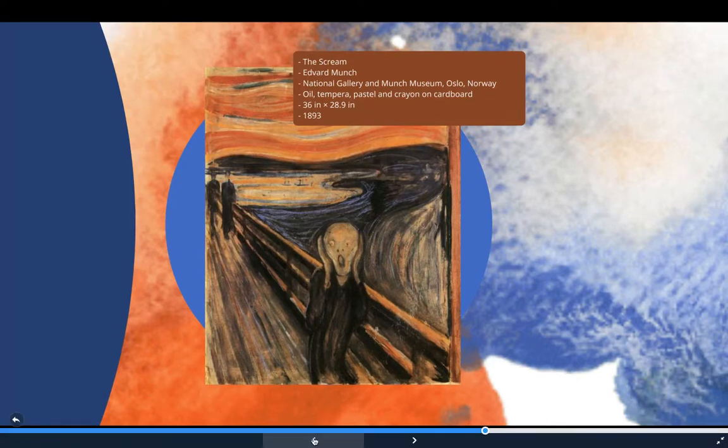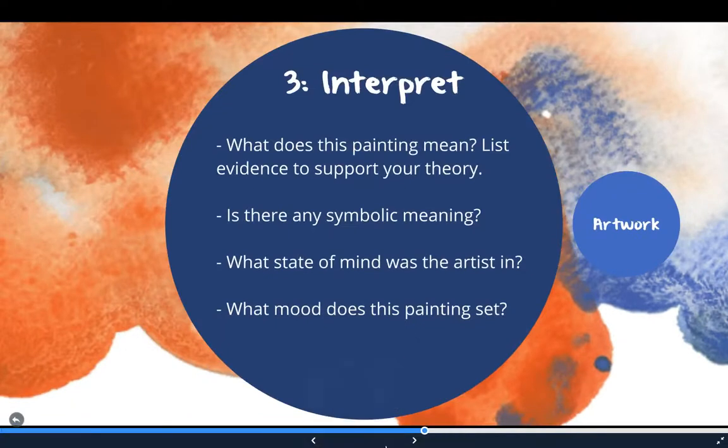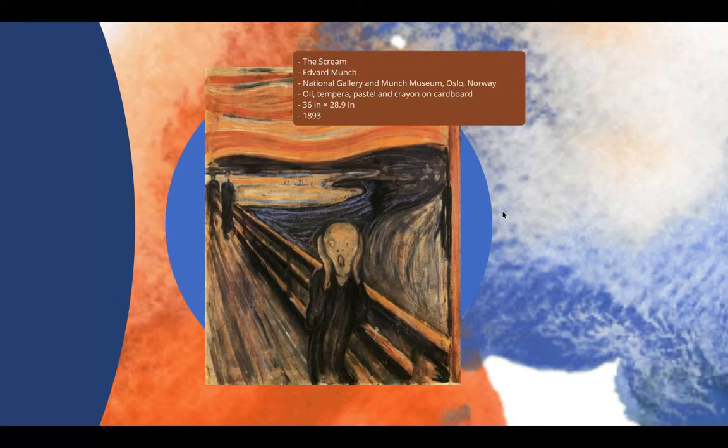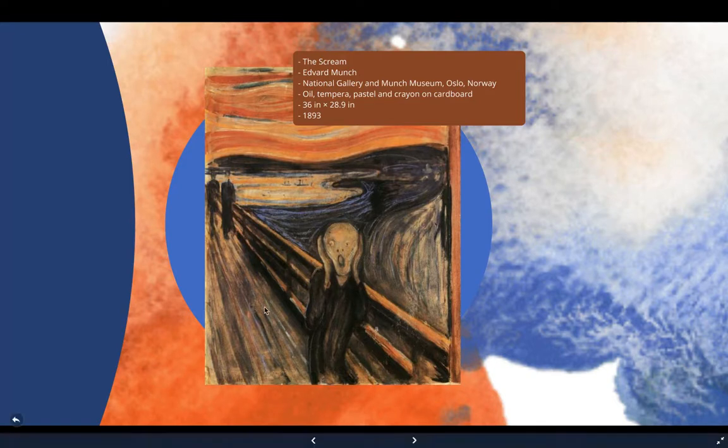Okay, and then let's address the symbolic meaning, state of mind, and mood. Okay, so I've pretty much gone over all of these things. The state of mind of the artist we can kind of correlate to the state of mind of our main subject here. He might feel lonely or isolated.